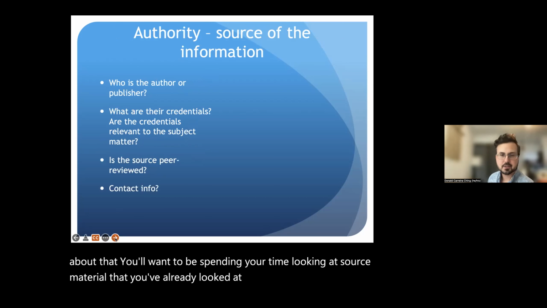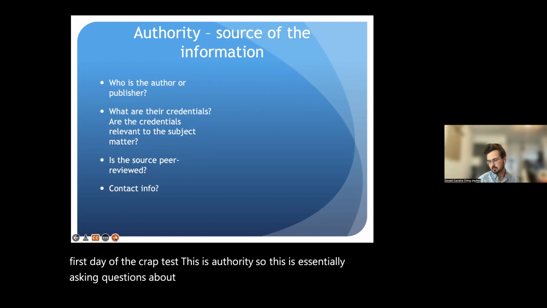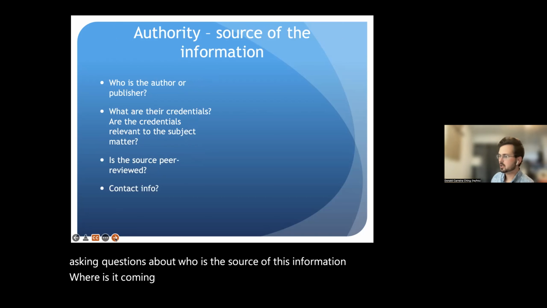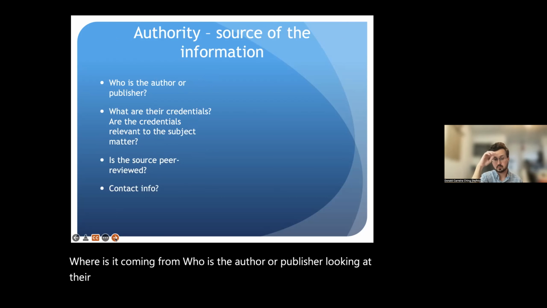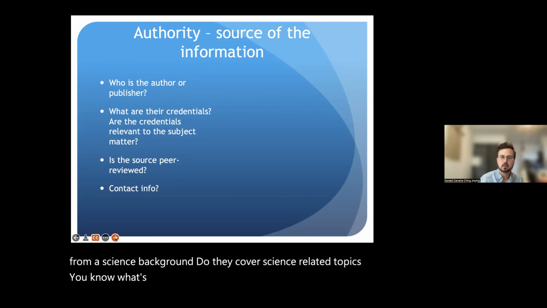Okay, now we move on to the first A of the CRAP test. This is authority. This is essentially asking questions about who is the source of this information, where it is coming from, who is the author or publisher, and looking at their bio, right? If this is a science article, going down and seeing, are they from a science background? Do they cover science related topics? What's their relationship to the stuff that they're discussing?